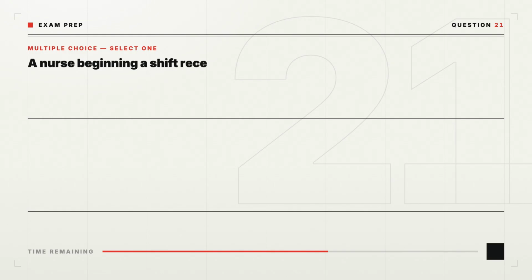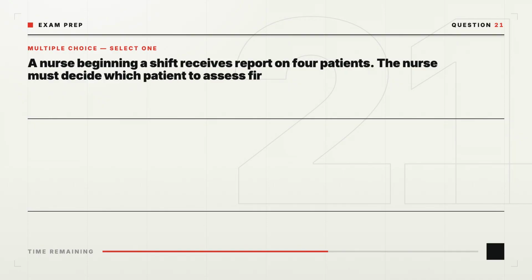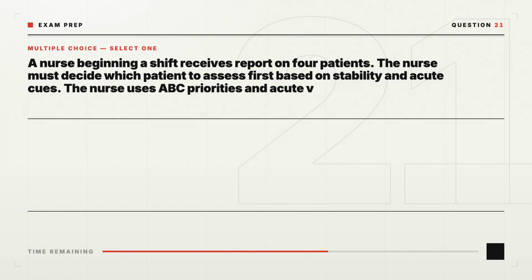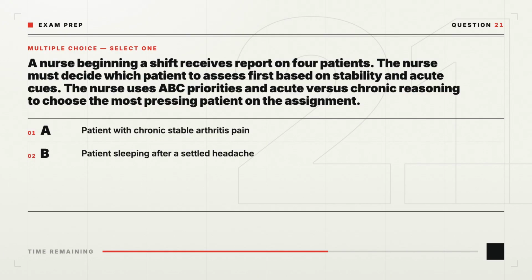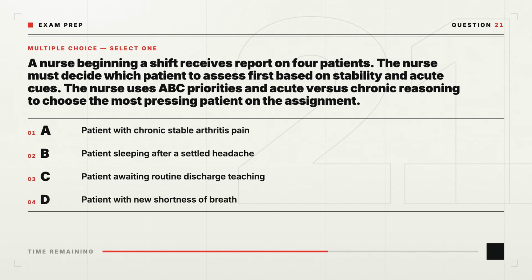Question 21. A nurse beginning a shift receives report on 4 patients. The nurse must decide which patient to assess first based on stability and acute cues. The nurse uses ABC priorities and acute versus chronic reasoning to choose the most pressing patient on the assignment. Your options are A. Patient with chronic stable arthritis pain. B. Patient sleeping after a settled headache. C. Patient awaiting routine discharge teaching. D. Patient with new shortness of breath. Pick one. Trust your gut. Here's your chance to test yourself.